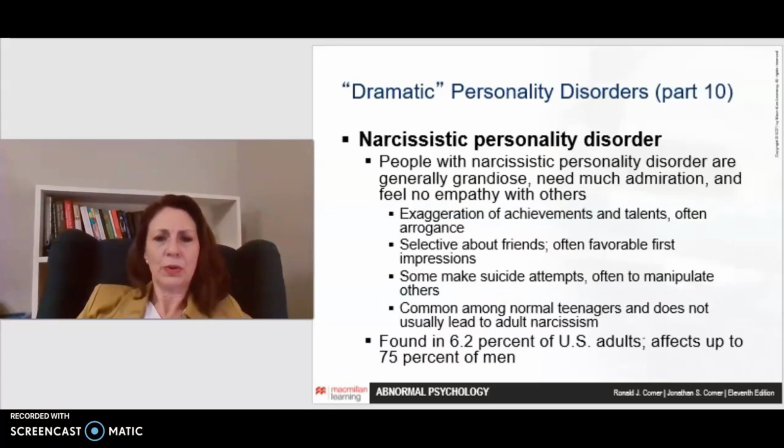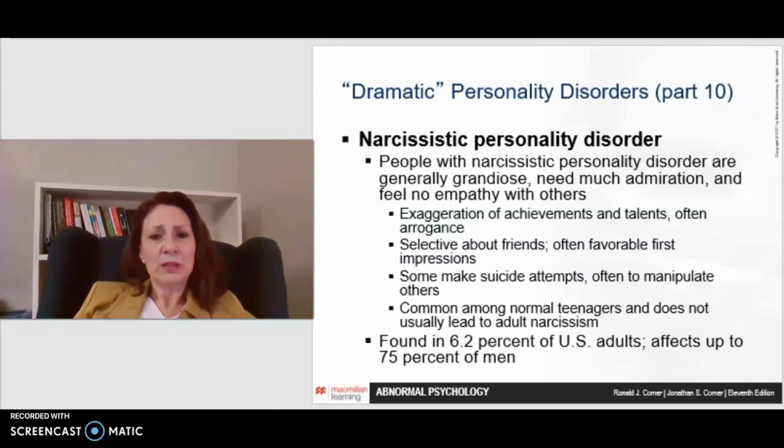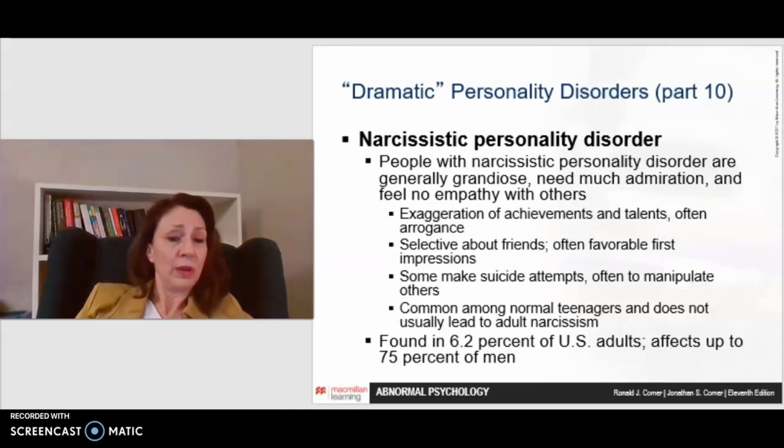Narcissistic personality disorder involves grandiose ideas of one's worth. There's a need for much admiration, and there is a lack of empathy for others. So it is similar to the antisocial group, except that the antisocial group is much more aggressive. These people exaggerate their achievements and talents. They're often seen as arrogant. They're selective about friends, often favorable. First impressions are gained by seeing them. Some make suicide attempts, often to manipulate.